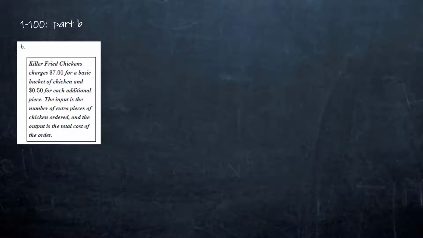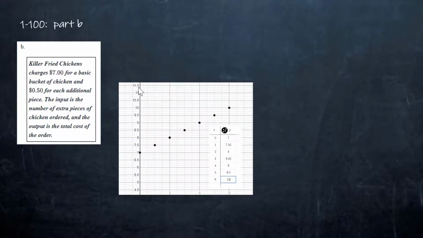The input is the number of extra pieces of chicken ordered, that's your X value, and the output is the total cost of the order. So that one is just plotting points and setting up a table. I will go ahead and show you that.